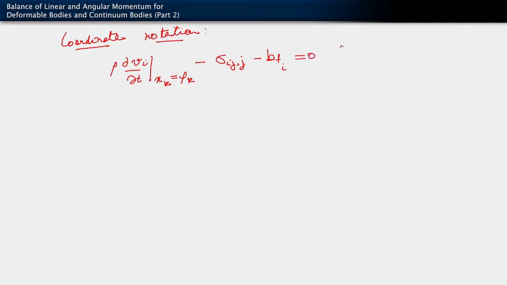Let me put it down in coordinate notation. Okay, in coordinate notation it is rho partial of Vi with respect to time, where we remember that any point xk equals phi k. Okay, and here we have minus the divergence, so we have sigma ij comma j minus body force index I equals 0 for all x belonging to omega sub t.